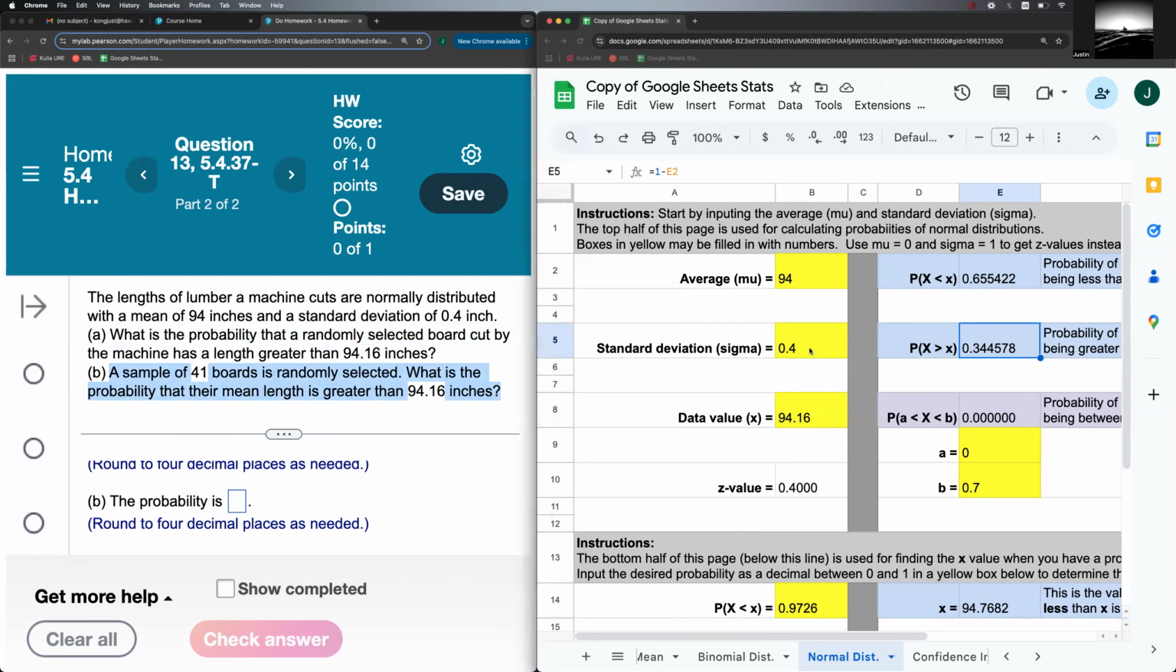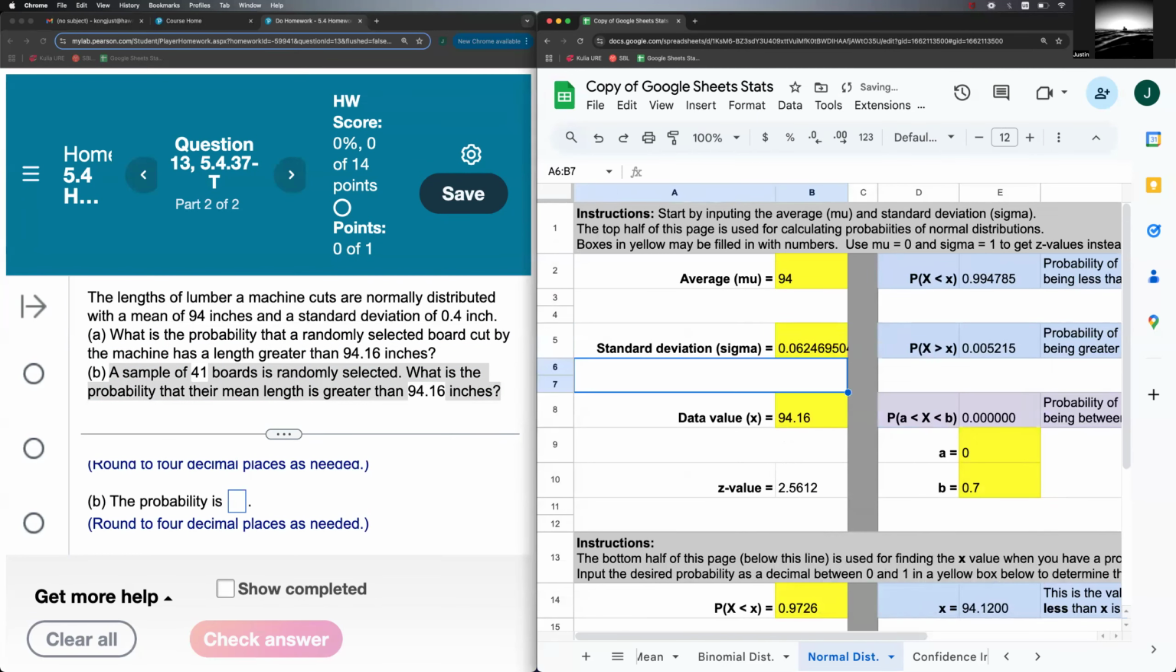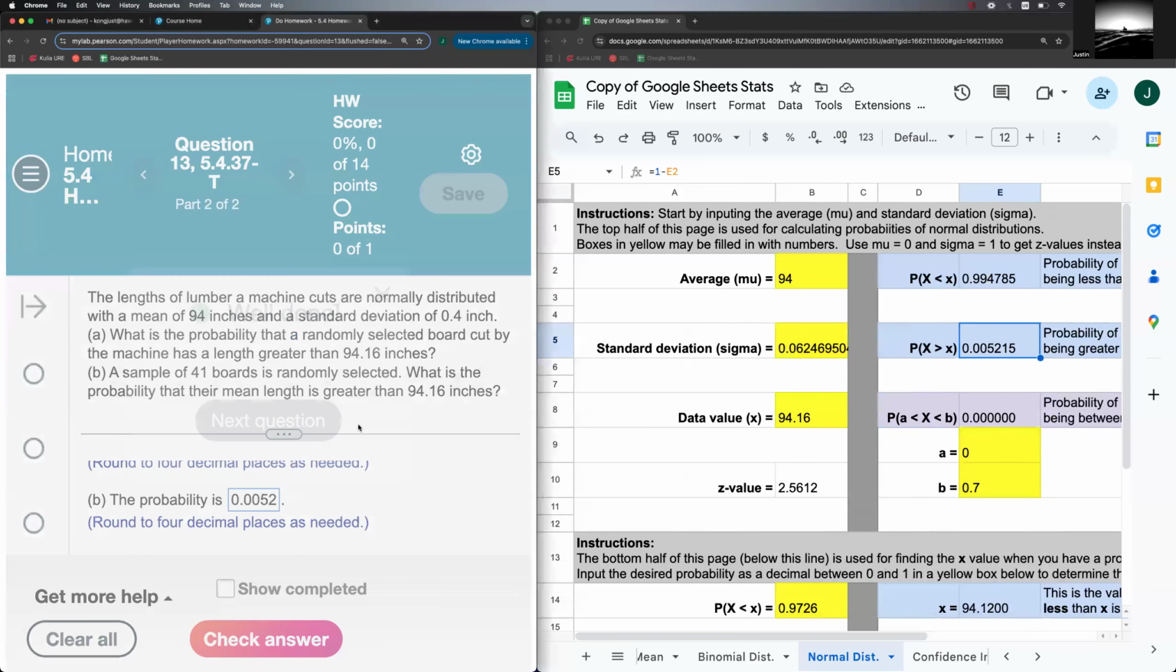Check that. Okay. And then now second question, if I take a sample of 41, repeat the same question. So the only thing that's going to change here is the standard deviation. That's going to be equal to 0.4, but divided by the square root of 41. And then now the probability drops significantly. And here it's 0.0052 to the nearest 4 decimal places.